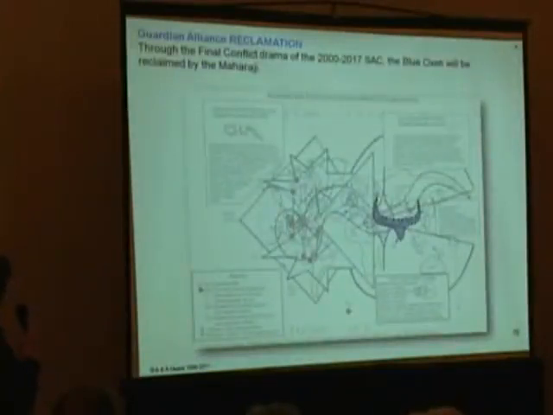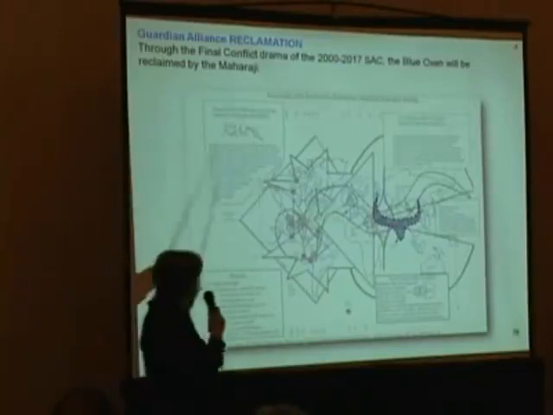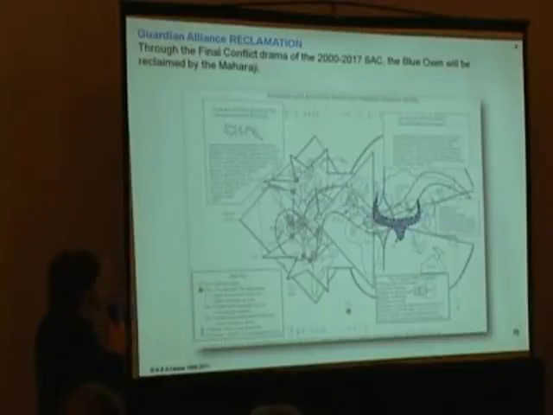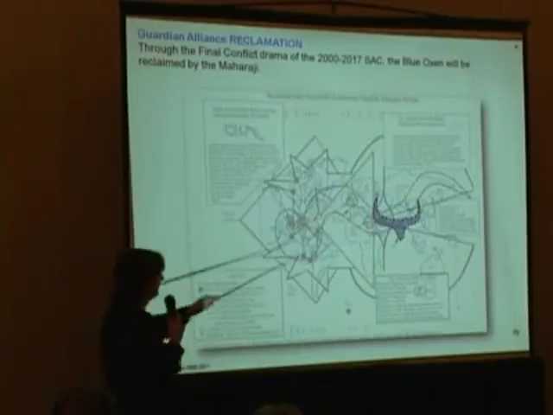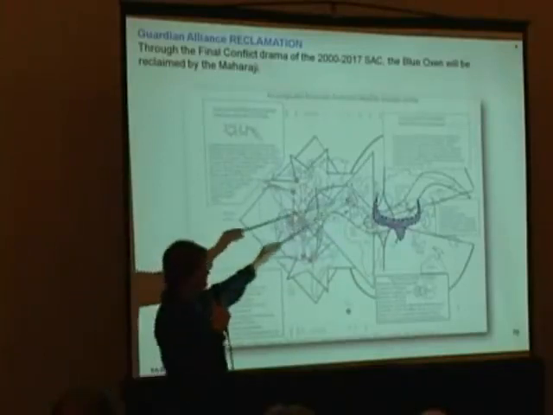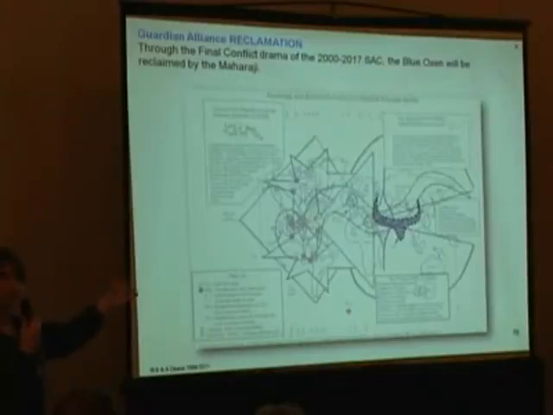The Guardian Alliance will reclaim, through the final conflict drama of the 2000-2017 SAC, the blue oxen will be reclaimed by the Maharaji. Now, let me just explain this for a little bit so you can understand what I did here. This is a representation behind, that's lighter in the background, of all the intruder Apin systems, okay? And this is the blue oxen. Right now it's trapped within all those systems. But it's not anymore because we're going to reclaim it. So that's basically what I'm trying to show there. Okay?